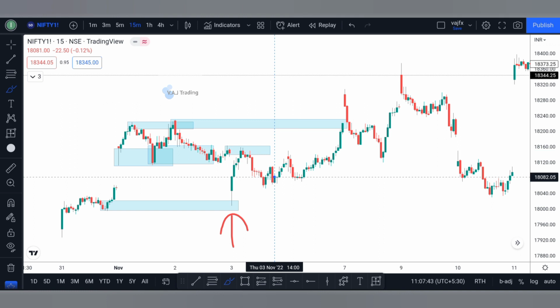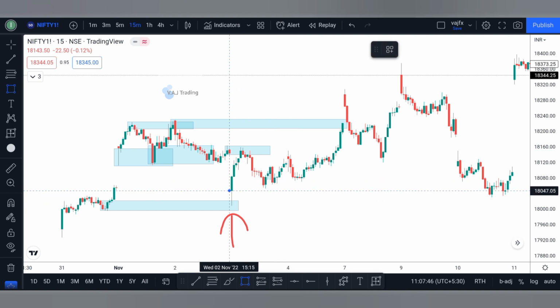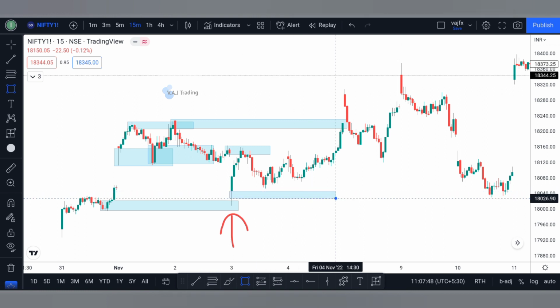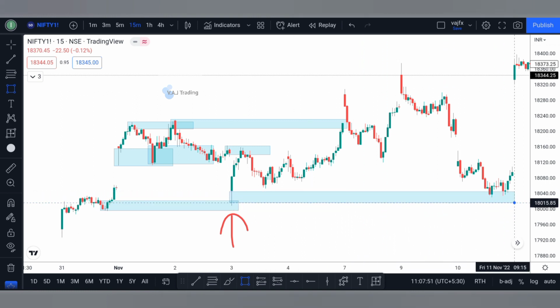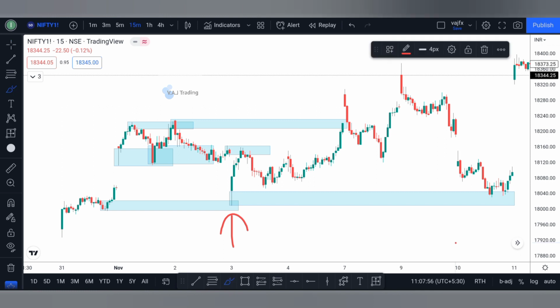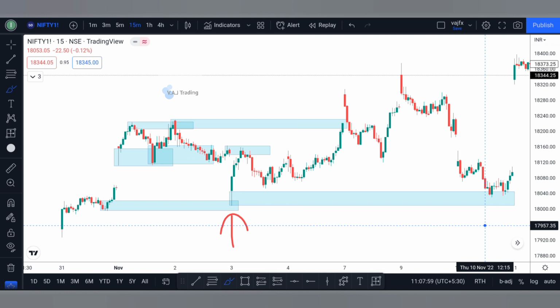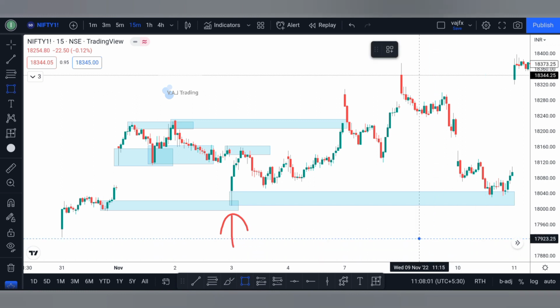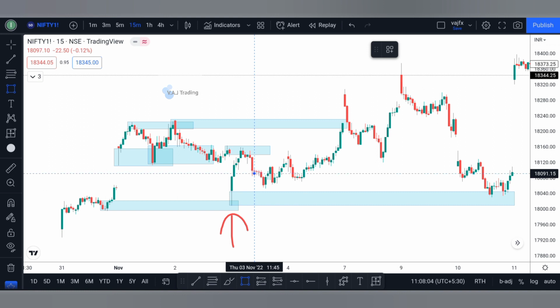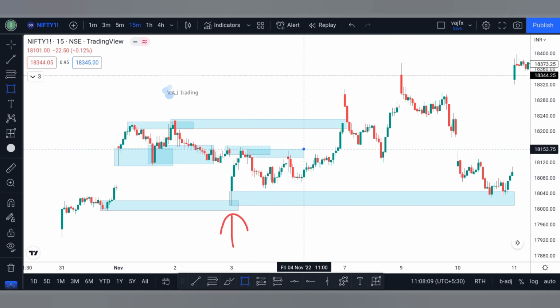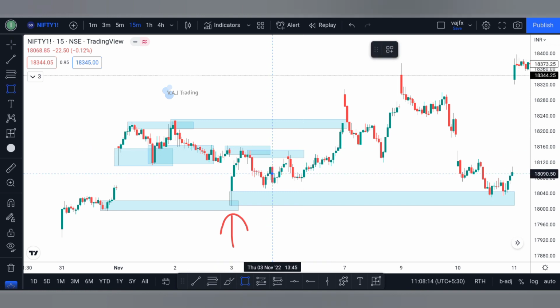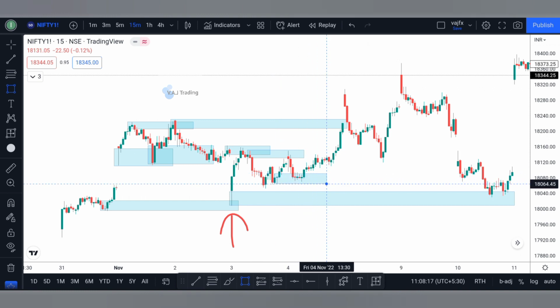Okay, and you can mark the bottom of these levels as a demand level. See, it respected in the future. See how well it respected here this moment. And this is another demand level. Sorry, this is another very good supply level. You can see this is a very good supply level, and this is a very good demand level.